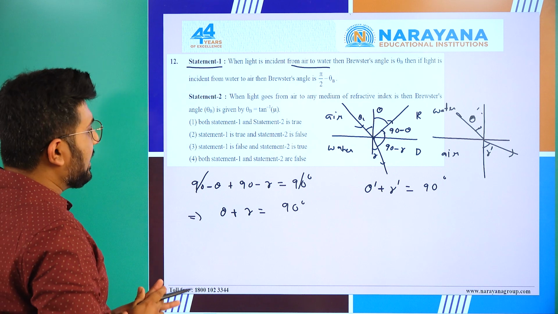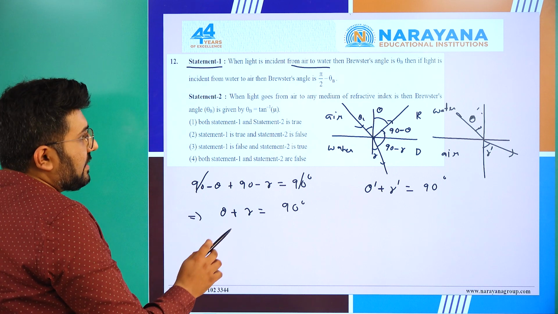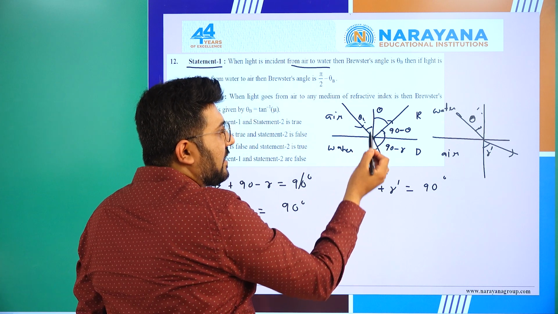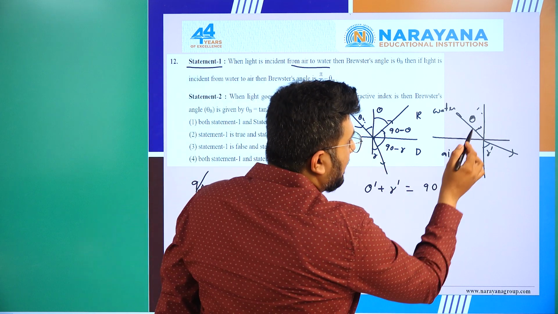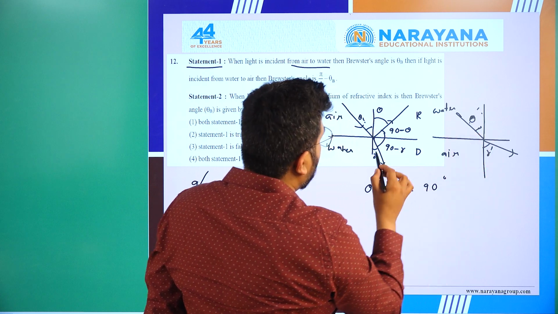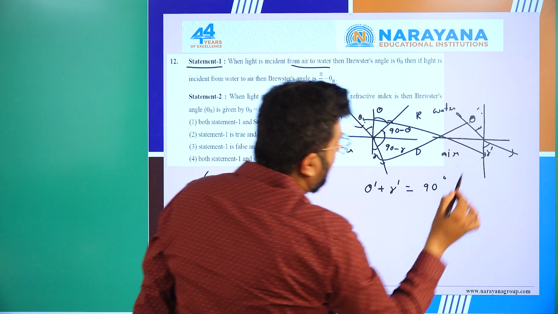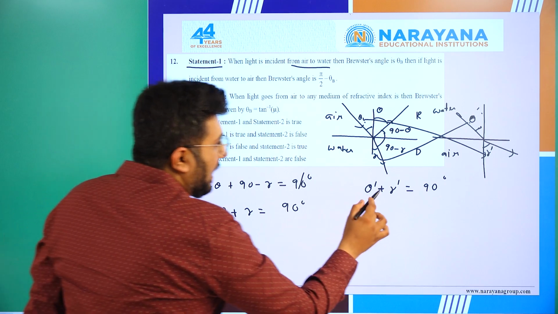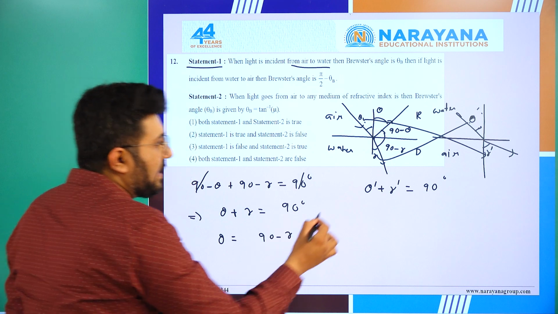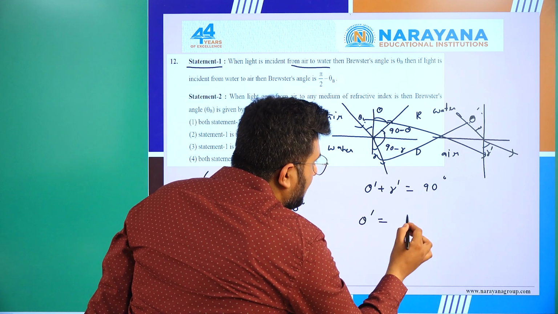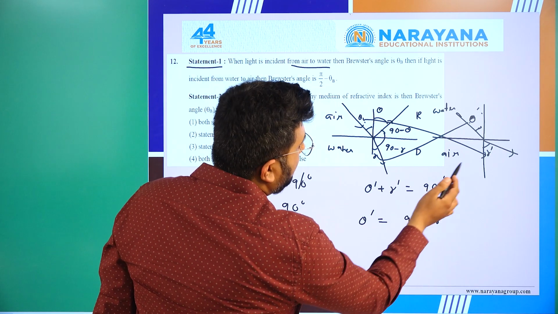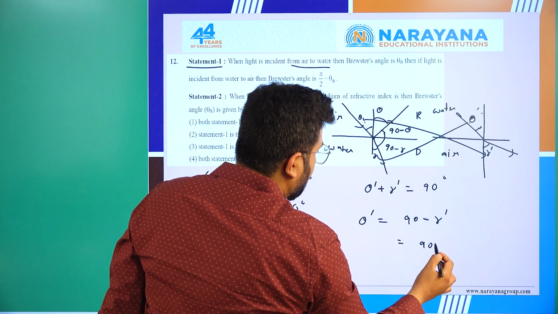So now what they are saying is, see, if this is theta, this is r, same way here these two will reverse. That means if this is r, this will be theta. So basically I can say that here theta equals 90 minus r, and here theta dash equals 90 minus r dash, but 90 minus r dash will also be equal to 90 minus theta.